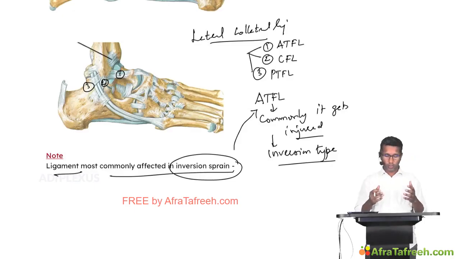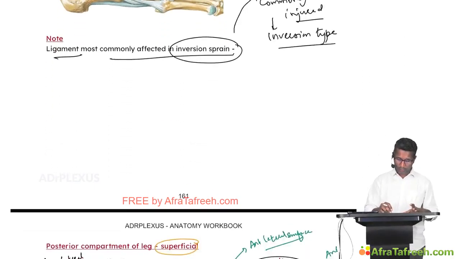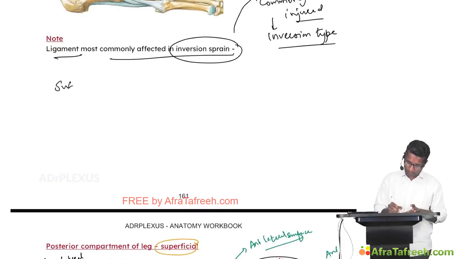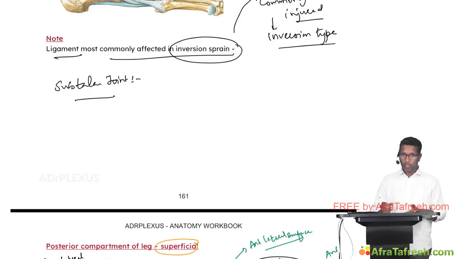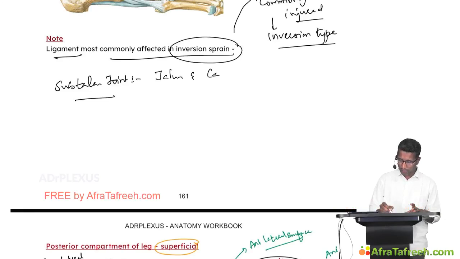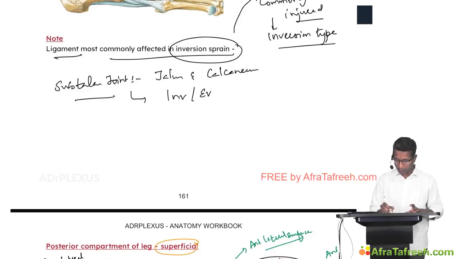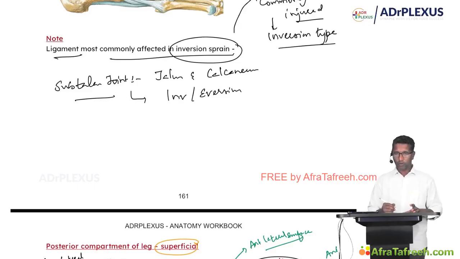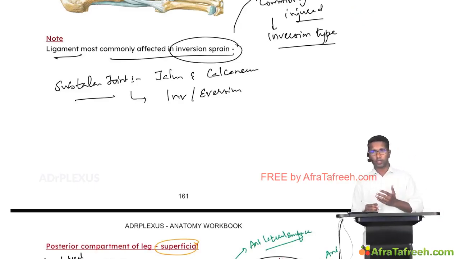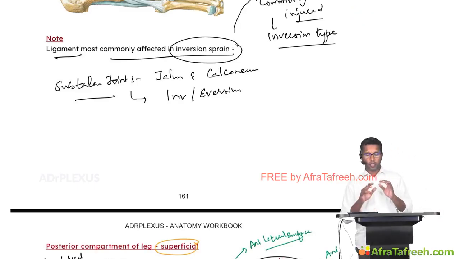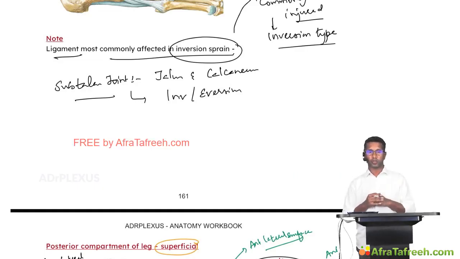So you also know that there is a joint below the ankle which is again an important joint, called the subtalar joint. The subtalar joint is formed between the talus and the calcaneum. The main actions which take place in the subtalar joint are inversion and eversion. Normally when you do an inversion or eversion of the foot, a lot of movements take place at the other joints also. So the entire foot moves as a unit.